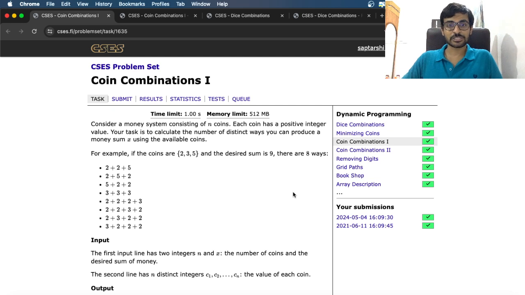Do try coding this problem yourself. Do try coding it using memoization as well. Even if it does not pass over here, that may be due to some time limit edges, but still it will be good practice. And let me know if you have any doubts.